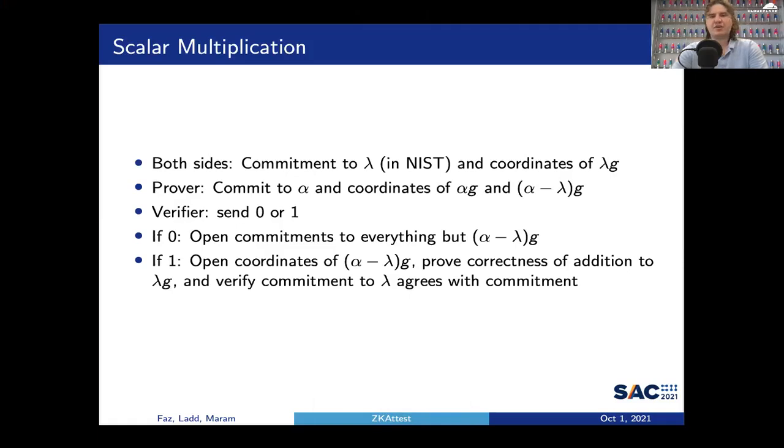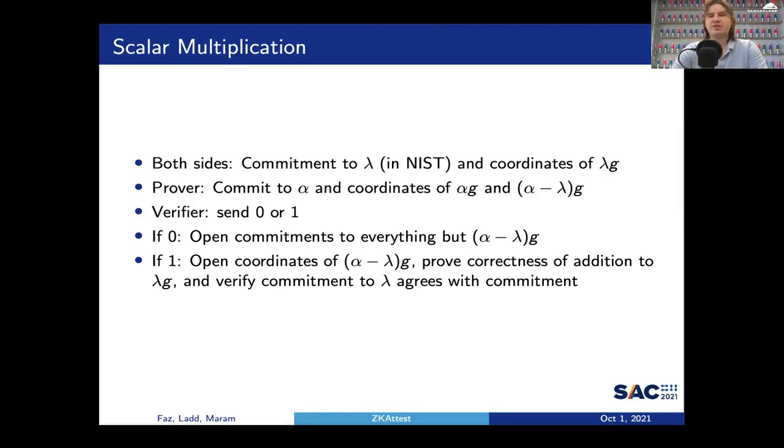With that in mind, we'll discuss the scalar multiplication proof. Both parties share a commitment to lambda over the NIST curve, as well as coordinates of lambda times g, where g is one of the generators we use in generating the Pedersen commitment to lambda. The prover picks a random value alpha and commits to alpha in the NIST curve, as well as the coordinates of alpha g and alpha minus lambda g.